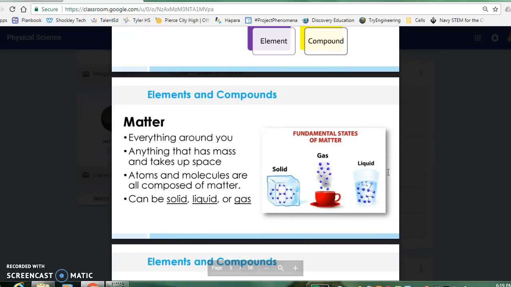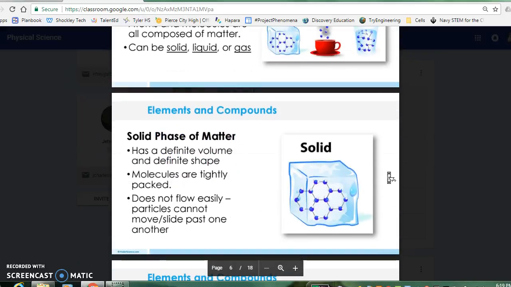So again, as I said earlier, matter is everything around you. It has mass, it takes up space, and all matter is made up of these tiny little particles called atoms and molecules. Matter can exist in 4 states, technically, but the 3 main ones that we learn about are solid, liquid, or gas. That 4th state you might have heard of before, and that would be plasma. So a quick review on the states of matter.